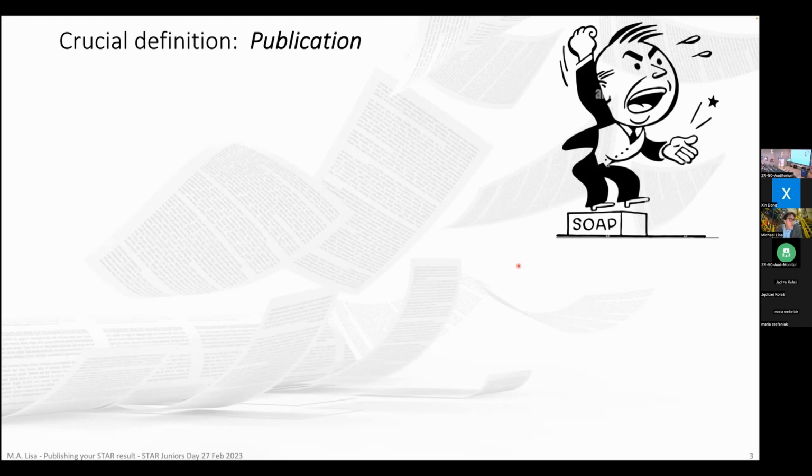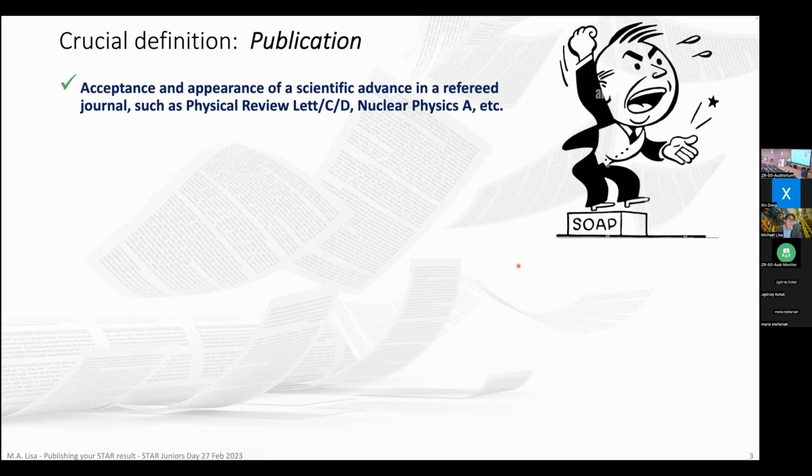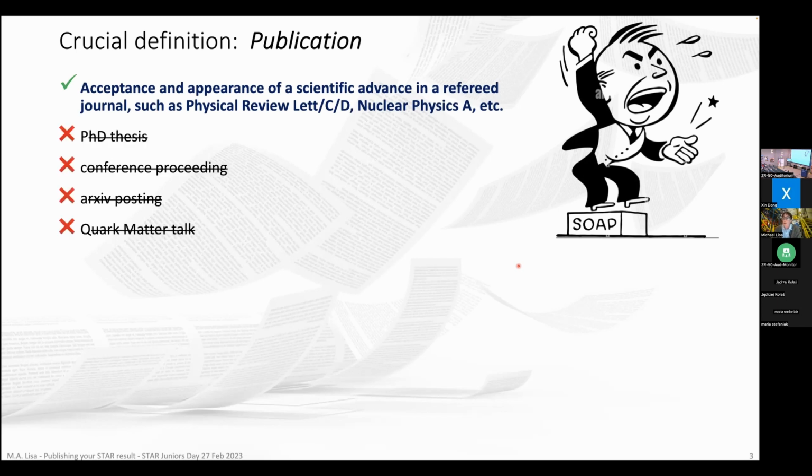That is our job as scientists, to push the science forward. And this requires truly publication. By that, I mean the acceptance and appearance of a new scientific advance. That's something that you've used, Rick, to learn something new. You might think it's an incremental advance, and that's fine, but it's nevertheless new. And it shows up in a refereed journal. It's not your thesis or a conference proceeding or arXiv or a Quark Matter talk. Those are nice. A thesis is probably required to graduate, but those are not publications.